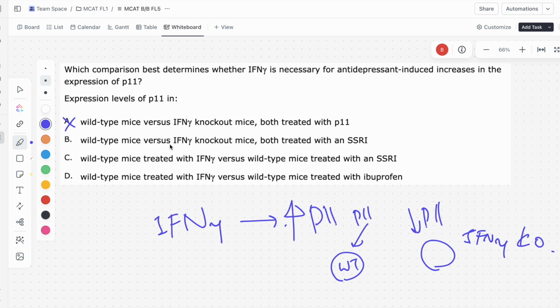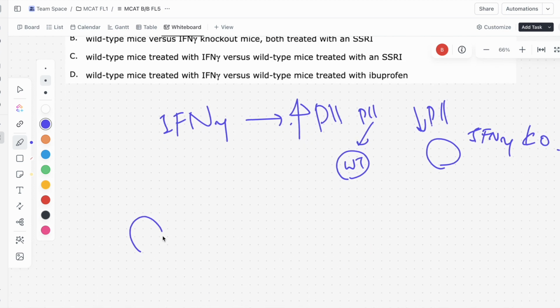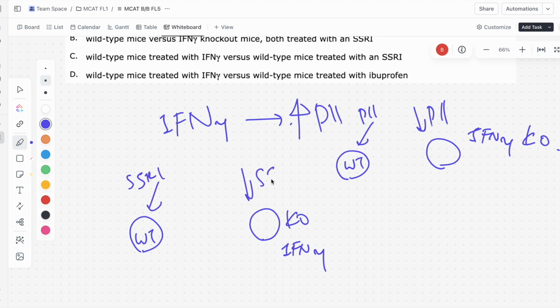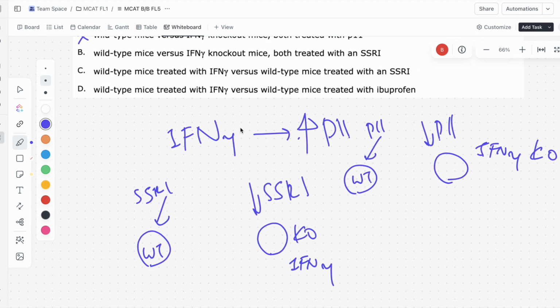B says wild-type mice versus IFN gamma knockout mice, both treated with an SSRI. Well, this looks pretty promising, right? So we have wild-type mice, okay? And then we have the IFN gamma knockout mice. So we KO'd IFN gamma, all right? And then we're going to give them both SSRIs. And then we're going to look for the increase of P11, right?